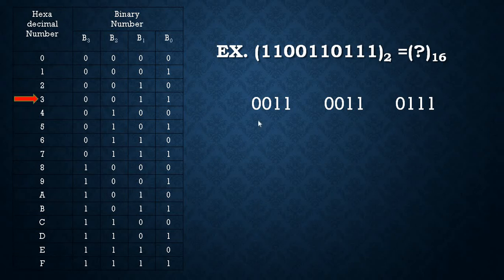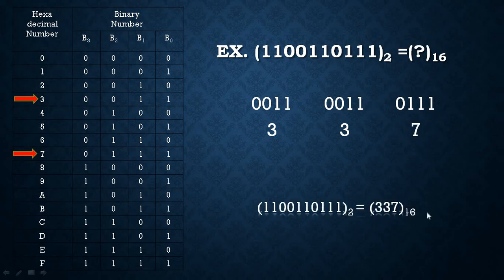So for this representation 0011 we get the hexadecimal number 3. We write here. Again for 0011 we get the same hexadecimal number 3. We write here. For 0111 we get the hexadecimal number 7. So we write here, and now we combine the result: 337 to the base 16 for this binary number.